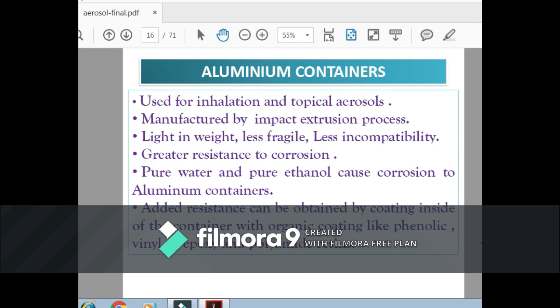Then aluminum containers are there. Generally aluminum containers are used for aerosols which are used for the nasal cavity as well as for topical purposes. This kind of aluminum container is prepared by the impact extrusion process. Aluminum containers are lightweight. They are not as heavy as your thin plated as well as steel containers. So that's why they are very easy to transport, so the cost will be reduced.